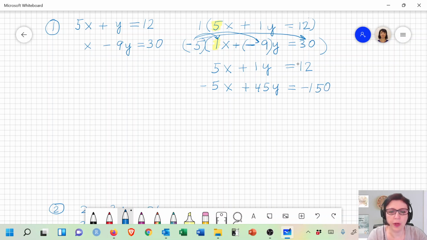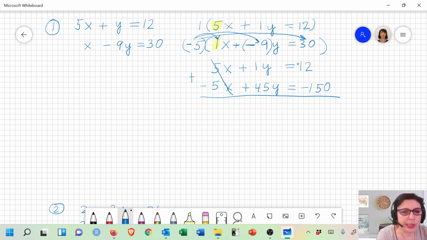So what are we going to achieve by doing that? Well, when you add them up, the x is going to cancel out. You have to have terms that are identical except that the sign is opposite. So I'm not going to finish this. This is not an example to actually solve. I just want to show you what to do to eliminate a variable.